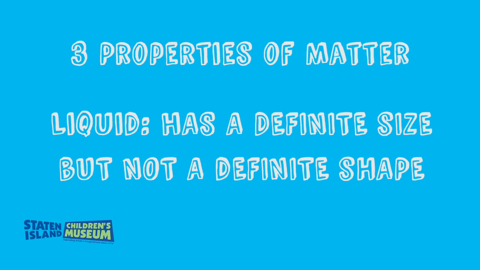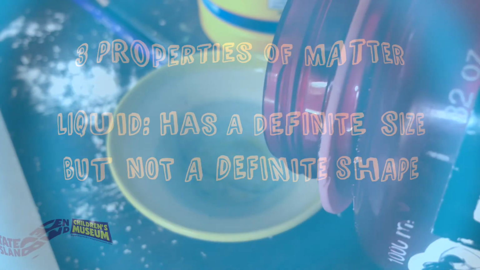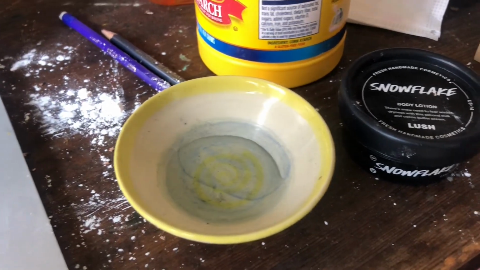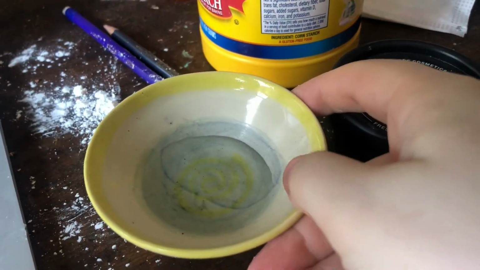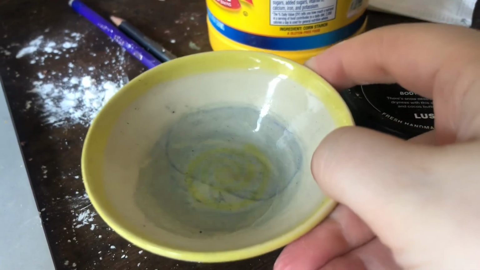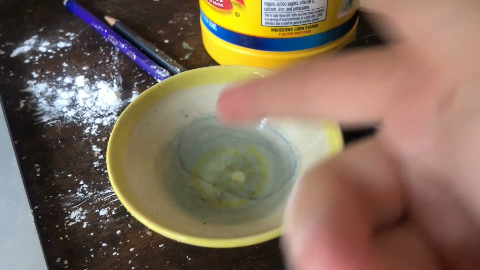Our second property is liquid. Liquid has a definite size, but not a definite shape. Watch as I pour water into the bowl. You see how the water changes its shape from inside the bottle to now inside the bowl? And as I move it around, it adapts.